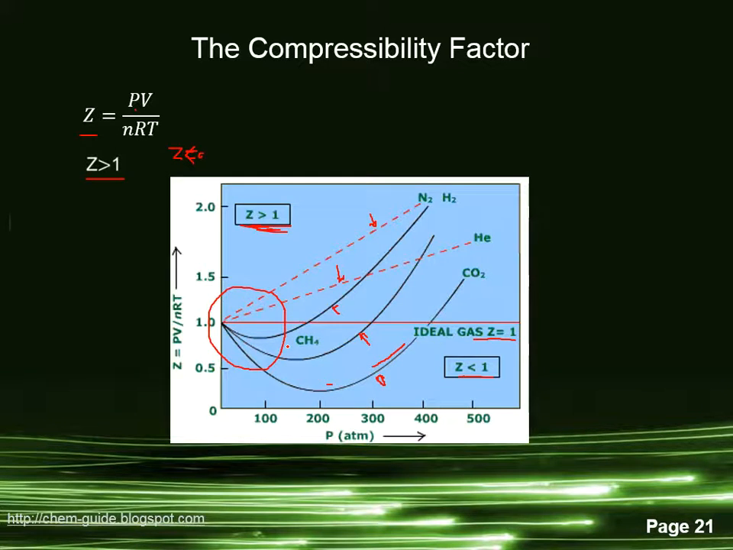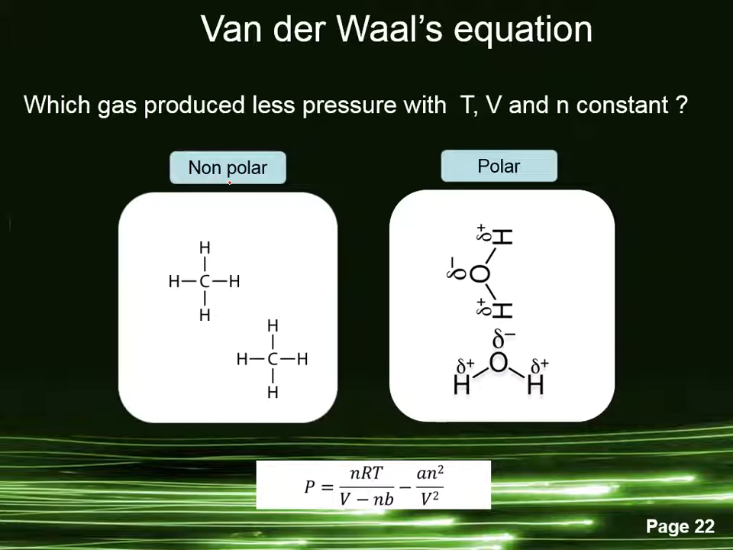Now just a quick question. Which gas produces less pressure with T, V, and number of moles constant? The first one is methane, which is a small molecule and non-polar. And the second one is water, which is a small molecule too, but there is a polar interaction.